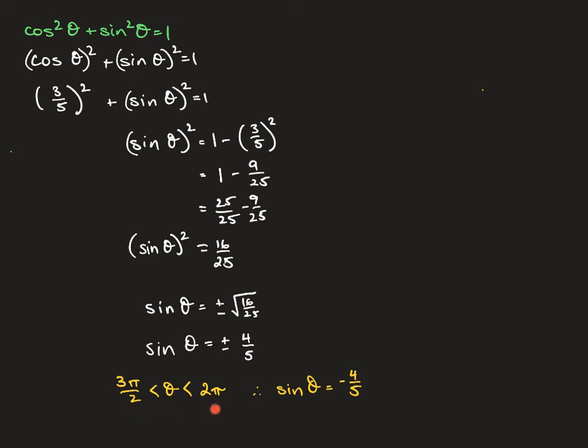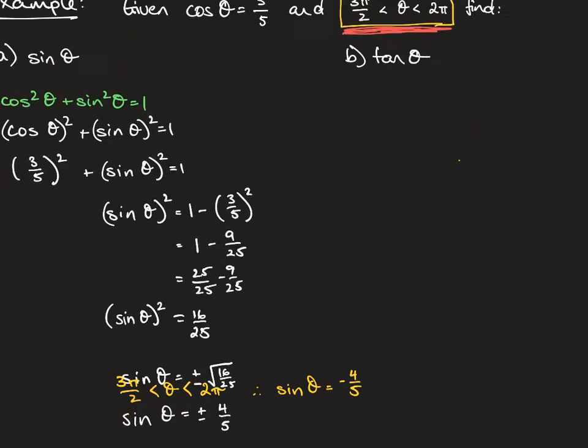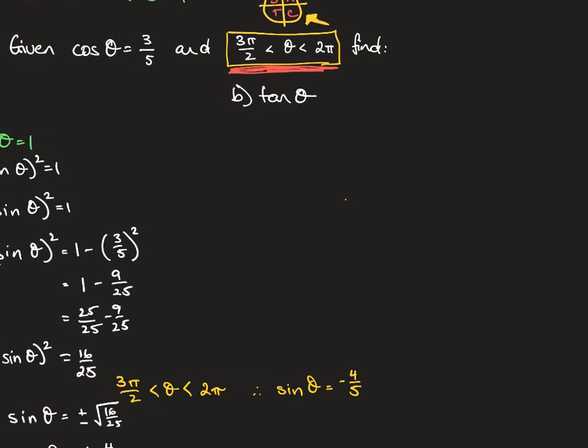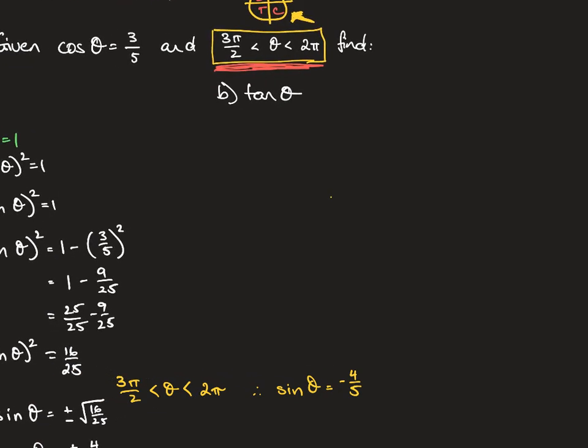So because we've got a restriction on our angle and our angle's in the fourth quadrant, that means sine of theta is minus 4 on 5. So now that we have a sine value and a cos value, we can work out our tan value using our formula, that tan of theta is equal to sine of theta divided by cos of theta.